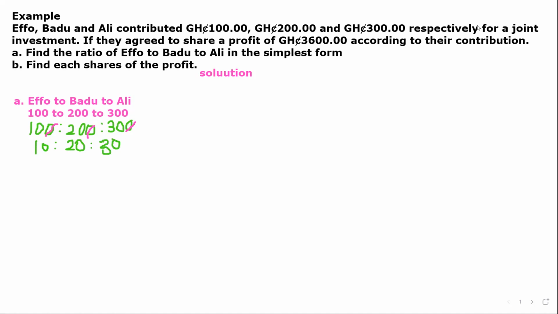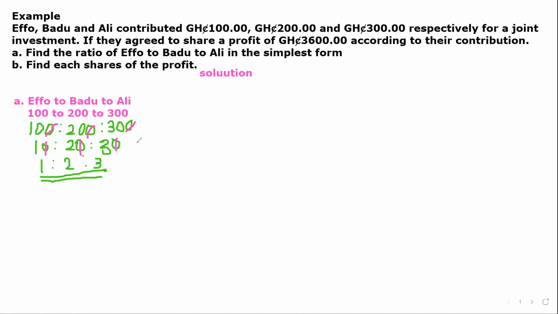Then you can also cancel the last zeros here. Okay, then we have 1, 2, 3. Okay, and this is the simplest ratio here. So we have gotten 1 to 2 to 3. Okay, good. That is the simplest ratio.